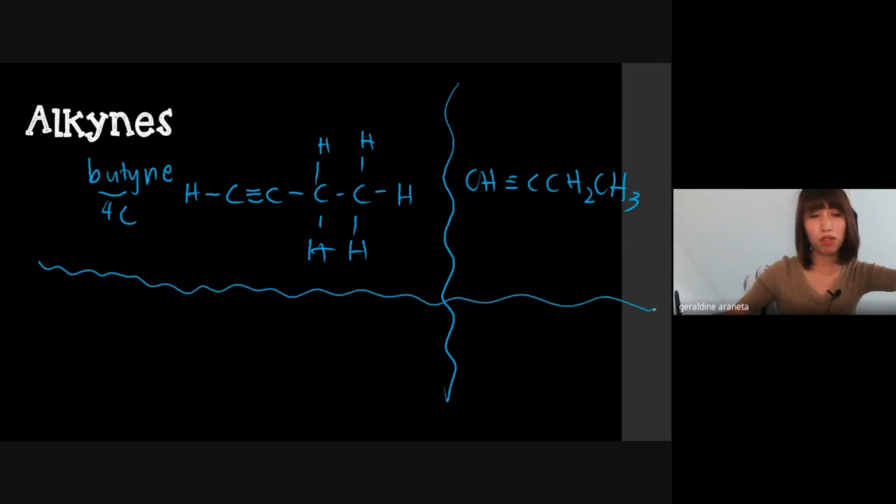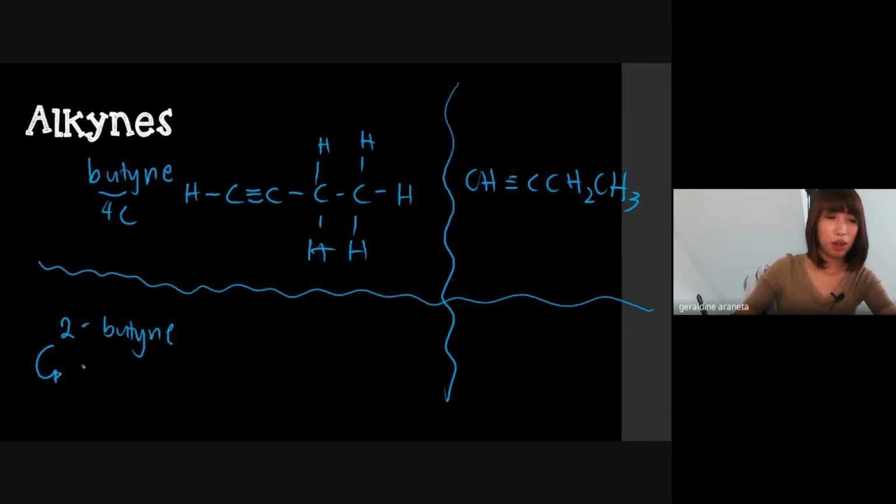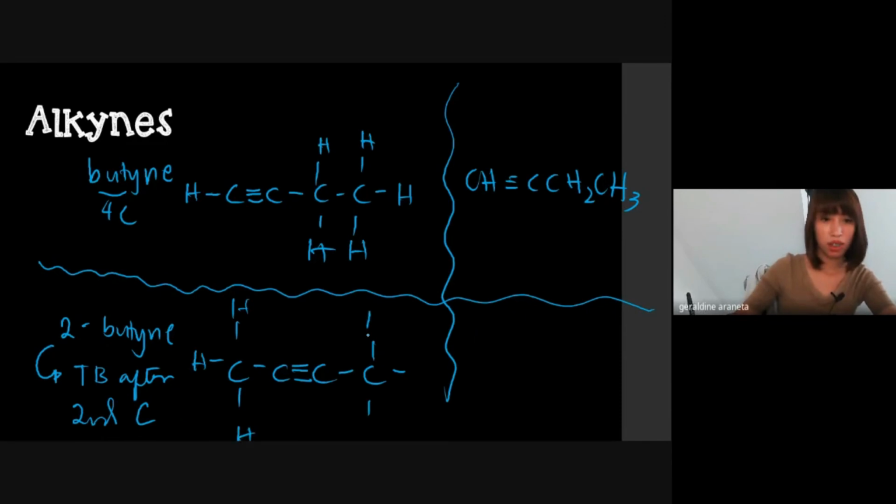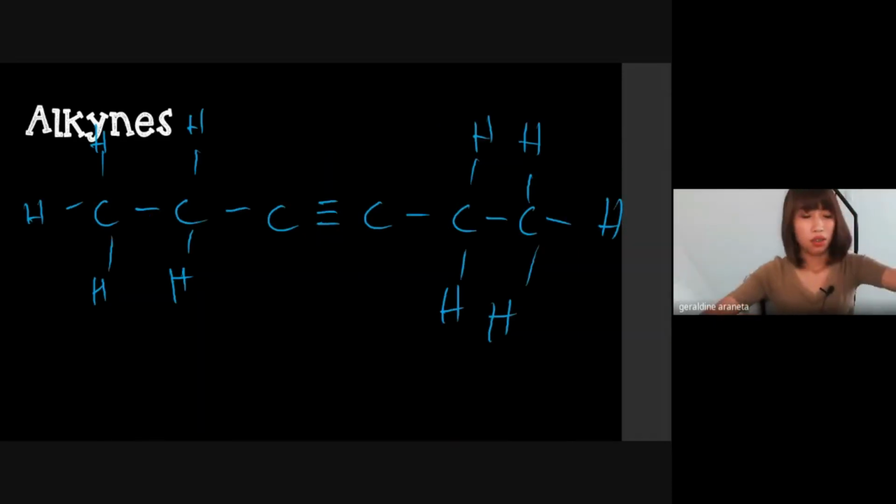In the example given in your module, you have 2-butyne. So, this will be a triple bond after the second carbon. So, 1, 2, 3, 4. 2-butyne, so 1, 2, 3. Okay, the others are single bonds. Okay, so hydrogen here, hydrogen, hydrogen. Hydrogen, hydrogen, hydrogen. So that will be CH3, C, triple bond, C, CH3. Okay? What is the name of this alkyne?